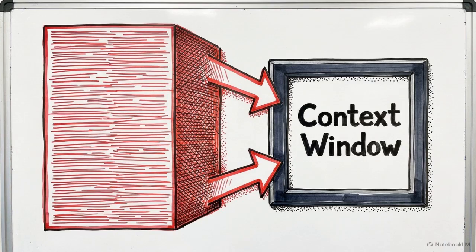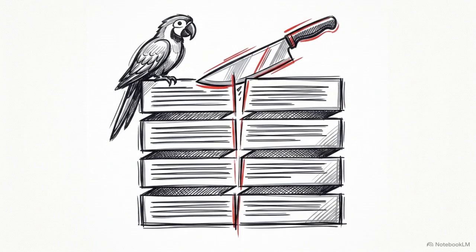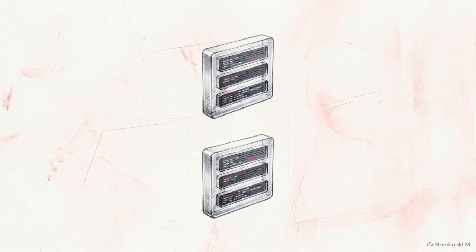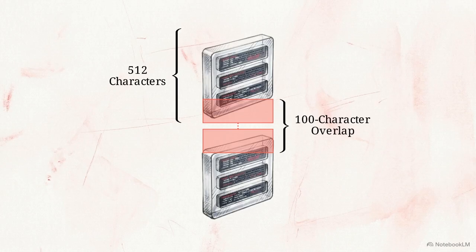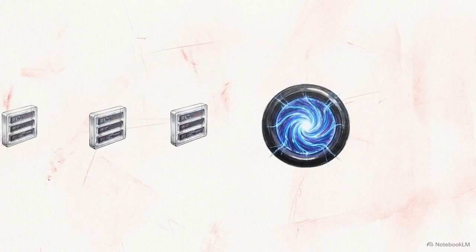Even cleaned up, an entire Wikipedia article is too large for an LLM's context window. To solve this, we import LangChain's recursive character text splitter. As shown here, the splitter breaks documents down into manageable 512-character chunks. Crucially, we enforce a 100-character overlap between adjacent chunks to ensure a key sentence isn't accidentally cut in half.